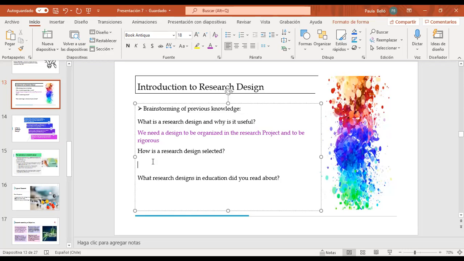Maybe the design selected depends on the topic. Yes, excellent. So the design depends on the topic. It's not the same an experiment with a vaccine than a research with reflections from students. Of course, it's a world of difference. So the design depends on the topic, and the big picture. And then what else? What else is it dependent upon? What else? This is very big.